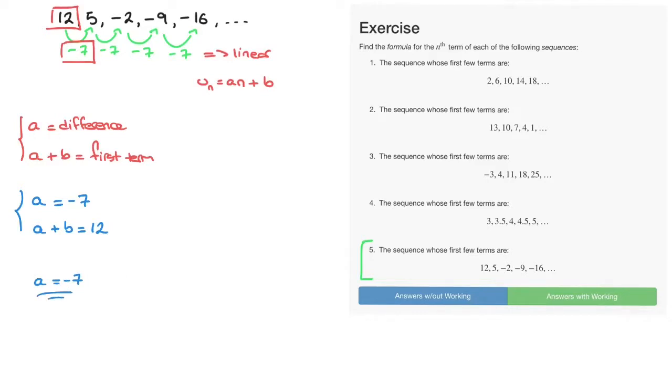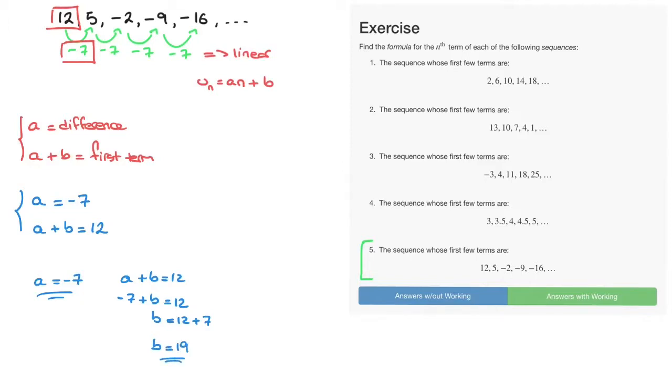The second equation, A plus B equals 12. Well, since we know that A is -7, that turns into -7 plus B equals 12. And we now add 7 to each side of this equation, which leads to B equals 12 plus 7, and that's B equals 19.